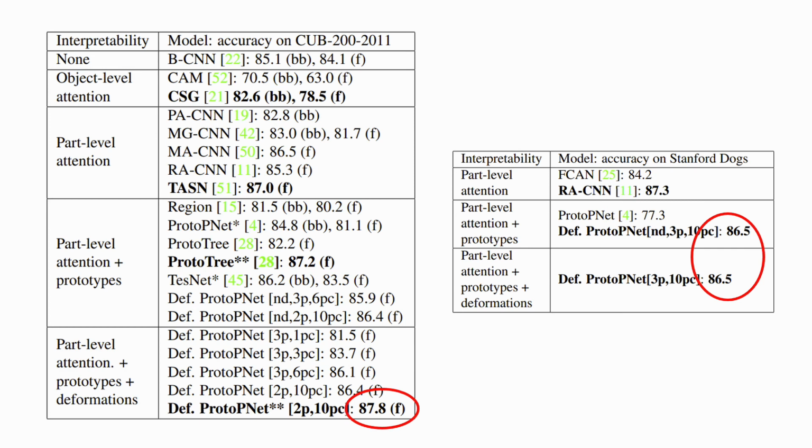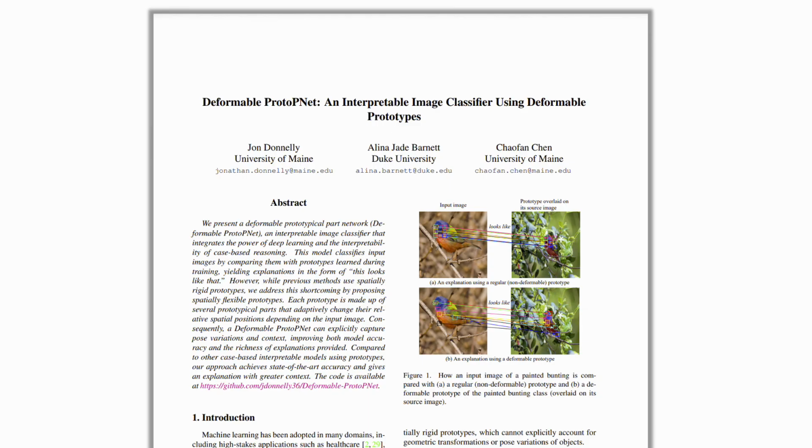Further, we found that deformable ProtoPNet can achieve state-of-the-art image classification accuracy among interpretable models on both CUB 200 2011 and on Stanford Dogs while providing superior interpretability. For more information, please see our paper.